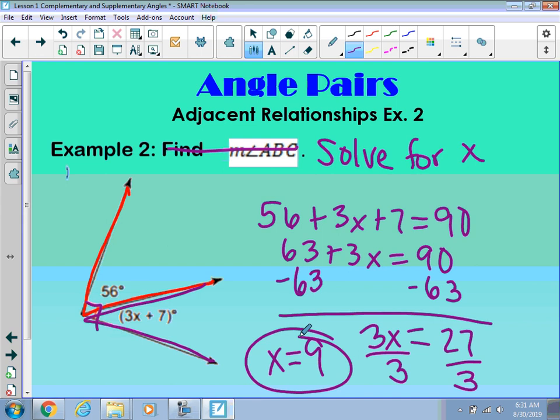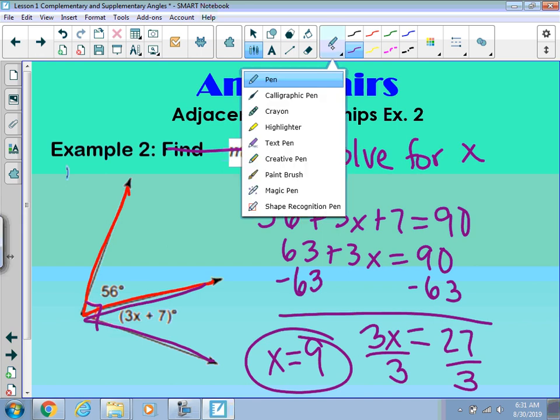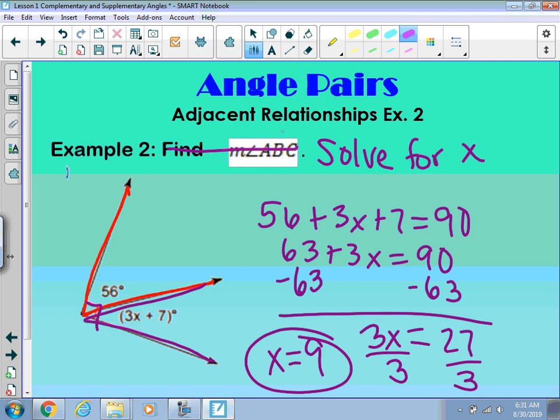Please keep in mind, if you got this first line here, 56 plus 3x plus 7 equals 90, you can type that straight into Desmos, and it'll pop out that value of x. I think it's a great tool, so please use it if you need it, okay?